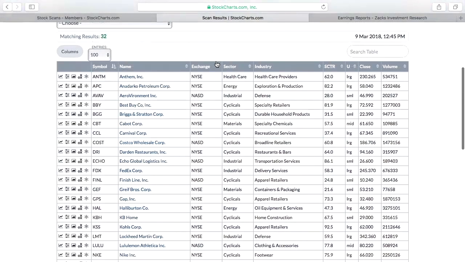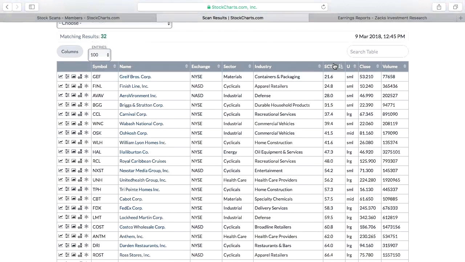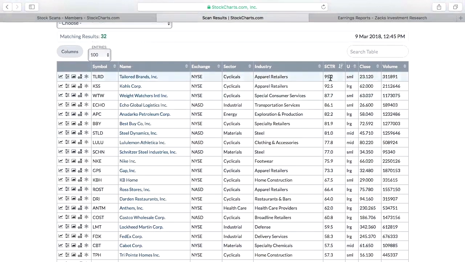But we could pull these up, and the other thing you can do is once you pull these scans up, you can rank them by Scooter. So maybe look at some of the high Scooter rankings that have RSIs back in the 40 to 50s. So these are great relative performers that maybe are just struggling a little bit in the near term.